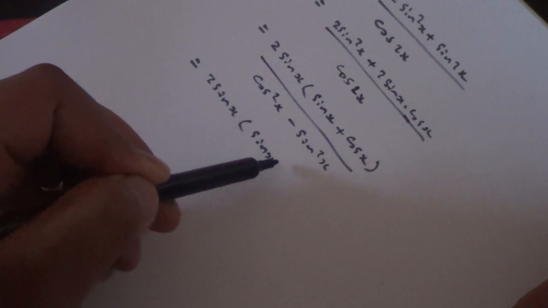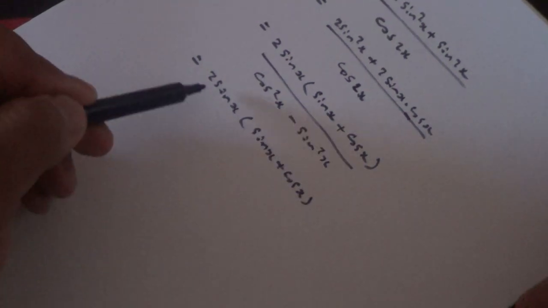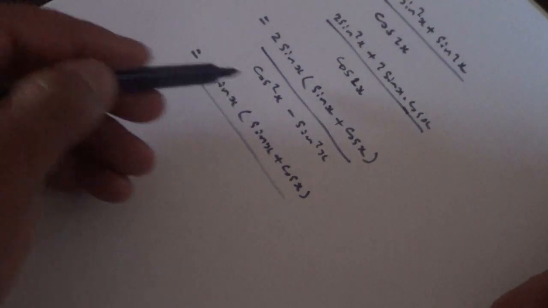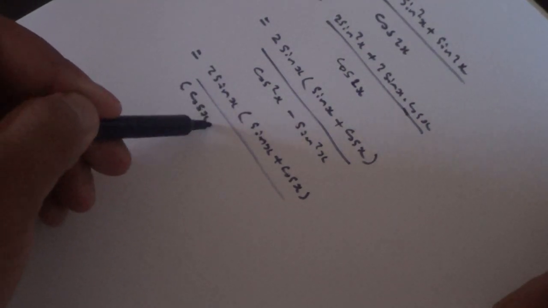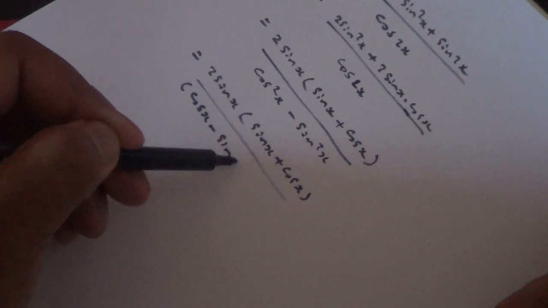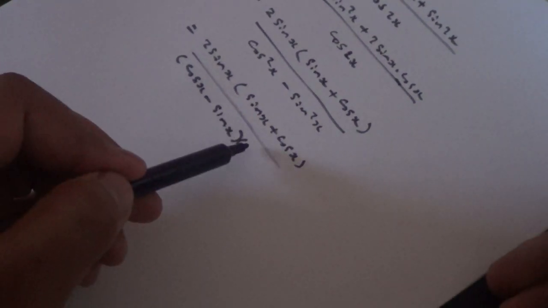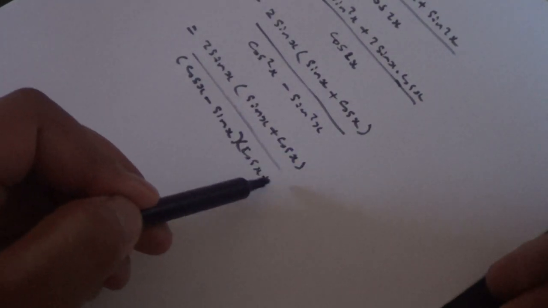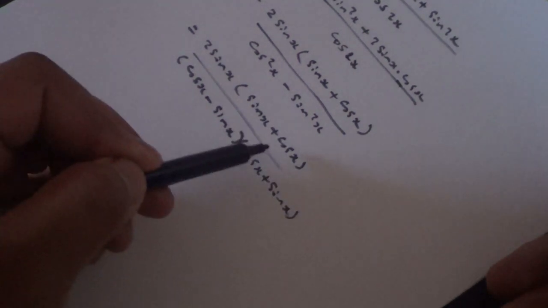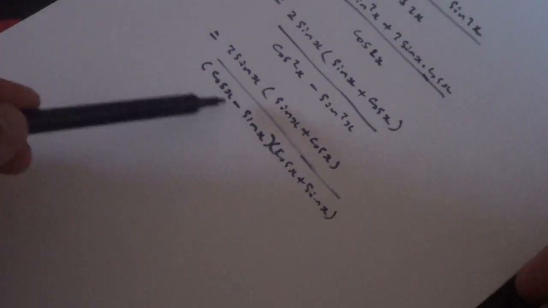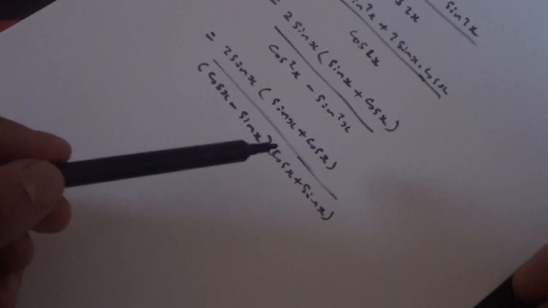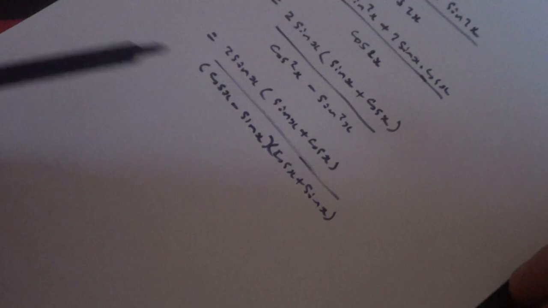Sine of x plus cos of x, divided by... Now here, this is a difference of two squares, so it's going to be cos x minus sine x, into the other one, which is going to be cos of x plus sine of x. Of course, check if you can take it back. If it doesn't go back, then it's wrong, but it must go back. So this is how you factorize the difference of two squares.